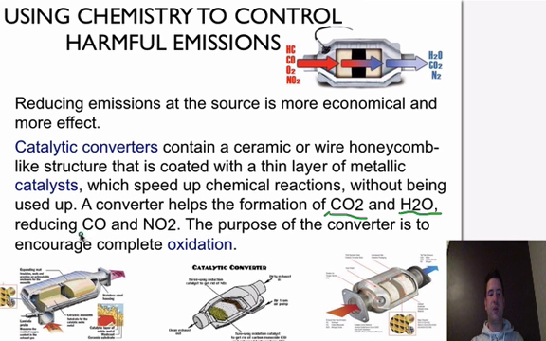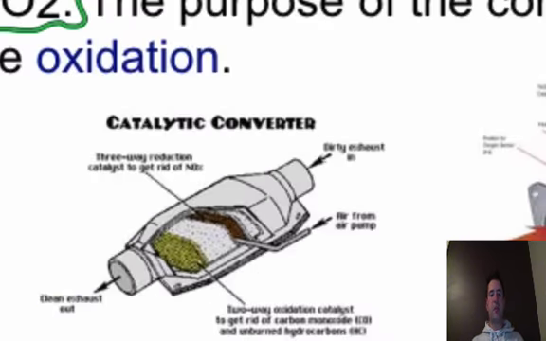But what we're doing is we're reducing carbon monoxide, which, as we know, could be potentially lethal. And then nitrogen dioxide we're going to reduce, which can form acid precipitation as it combines with water vapor in the air. It's going to form and fall in the form of acid rain. So the purpose of the converter is to encourage complete oxidation.